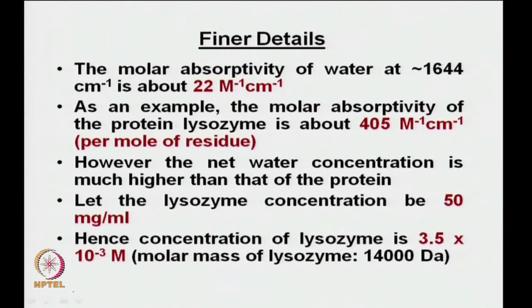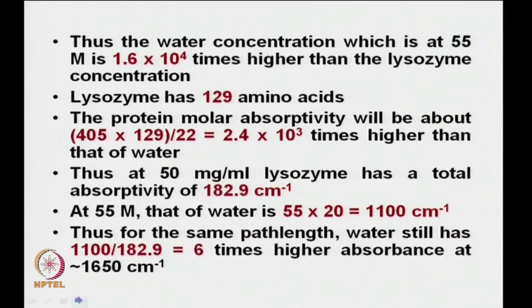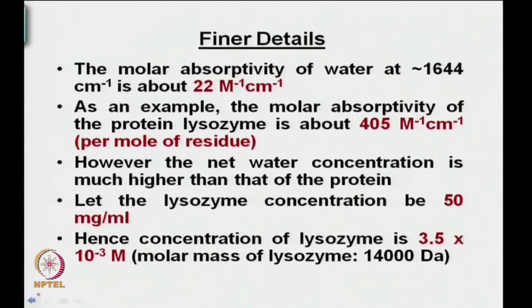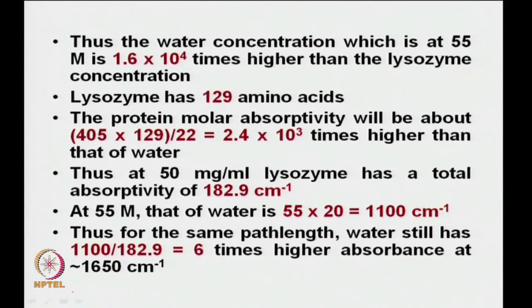Hence, based on the molar mass of lysozyme, which I have taken to be approximately 14 kilodalton or 14,000 daltons, the concentration of lysozyme at 50 milligrams per ml is 3.5 millimolar. That is by no means a small concentration, that is pretty high. Thus the water concentration, which is 55 molar, is still about 1.6 times 10 to the power 4 times higher than the lysozyme concentration, because water is 55 molar and lysozyme we just saw was 3.5 times 10 to the minus 3 molar, right.